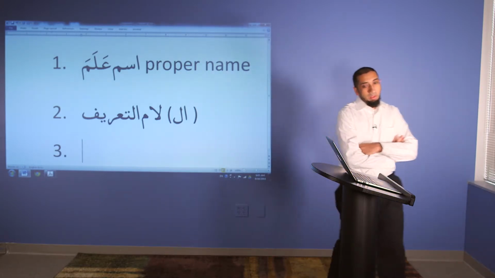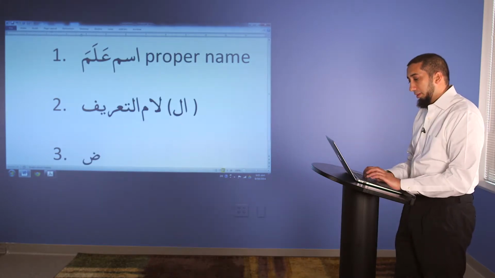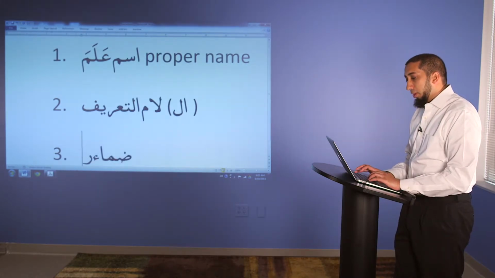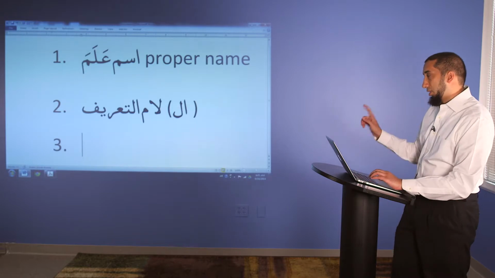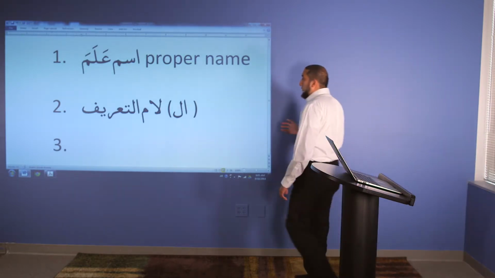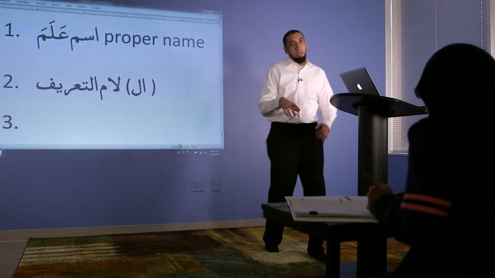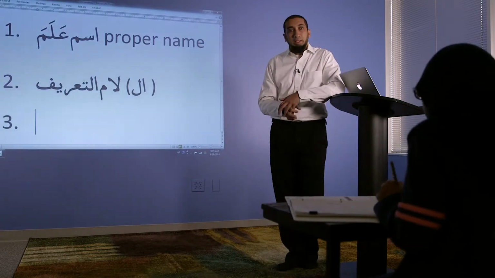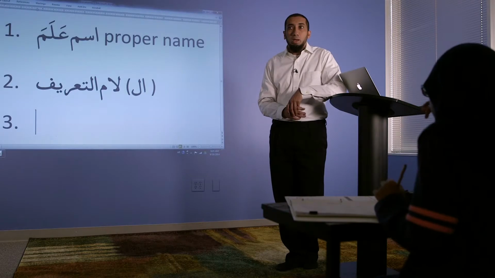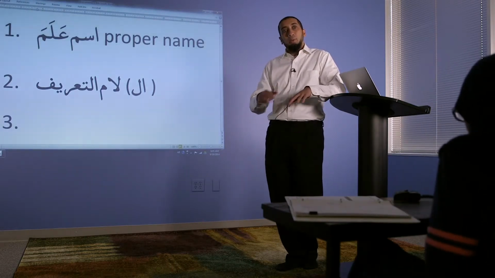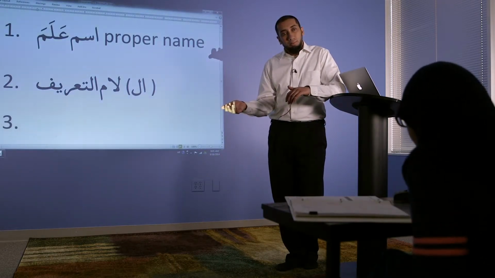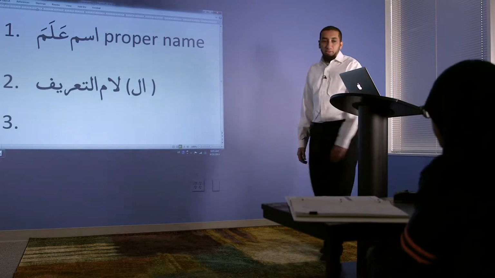The third case would be the pronouns, damair. By the way, before we go on, let me tell you something about lam at-ta'rif. All you need to know about alif lam for now is that alif lam makes a word proper. It hates tanween, like al-muslimu, but it doesn't hate combinations. So al-muslimuna. The third was what?